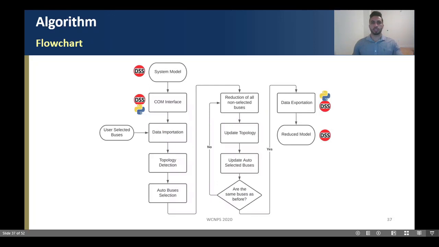This flowchart summarizes all the steps that were just presented. It's important to mention that this closed loop guarantees the maximum reduction capability of our technique. Then we can take a quick look and go over to the results.